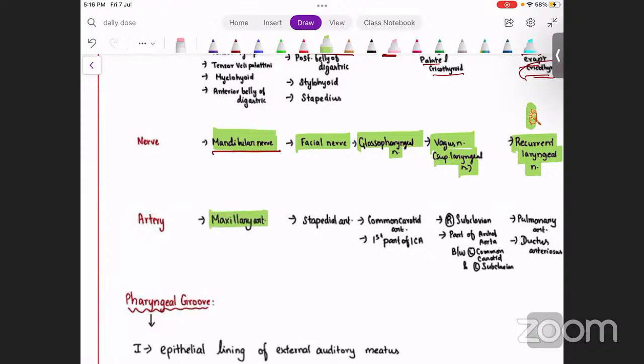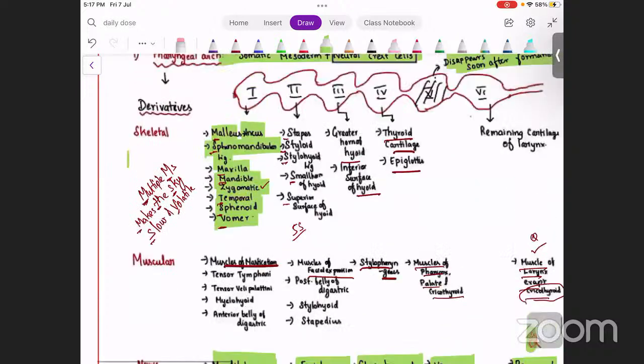1 is maxillary artery, 2 is stapedial artery, 3 is common carotid artery and the first part of ICA, and 4 is right subclavian artery and a part of arch of aorta, the arch of aorta between your left common carotid and left subclavian. That part is derived from pharyngeal arch 4. And then pharyngeal arch 6, you have the pulmonary artery and ductus arteriosus. So these are the important things you have to remember in the case of your pharyngeal arch, people.